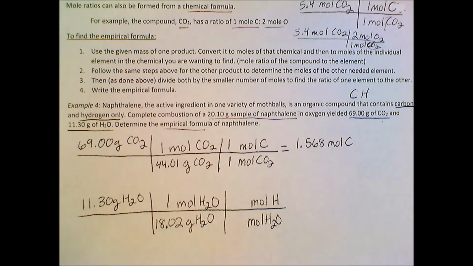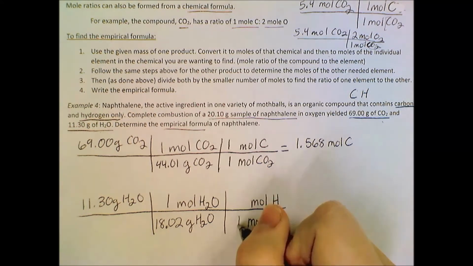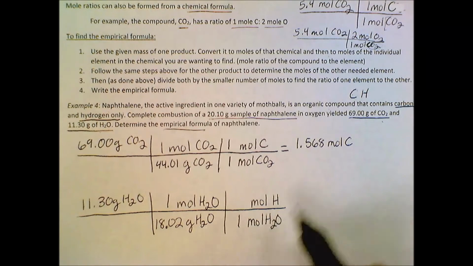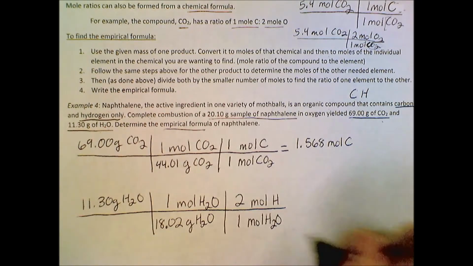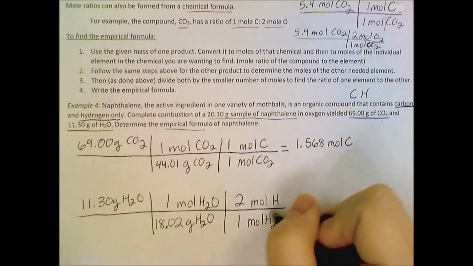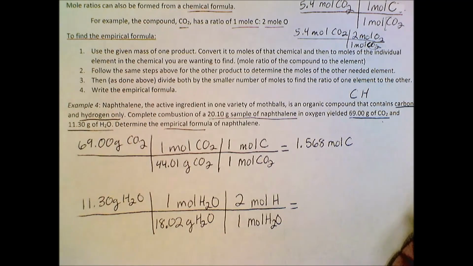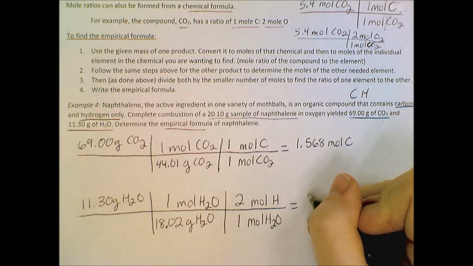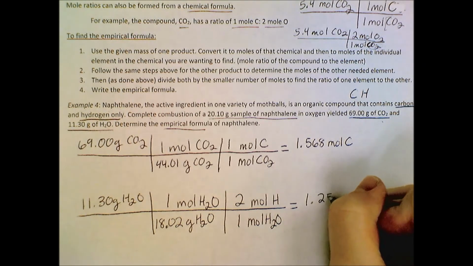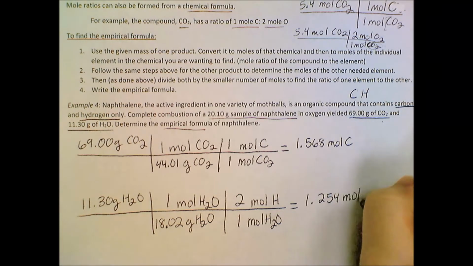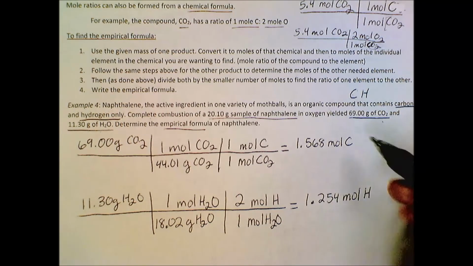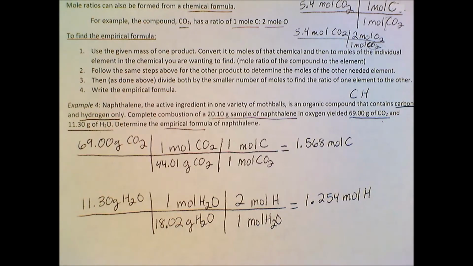Now, we always write just H. We're looking for individual atoms here. So in one of these water molecules, we have 2 hydrogen atoms. So in 1 mole of water, we have 2 moles of hydrogen. So that's where the 2 comes in. So again, we want to calculate, and we end up with 1.254 moles of hydrogen.